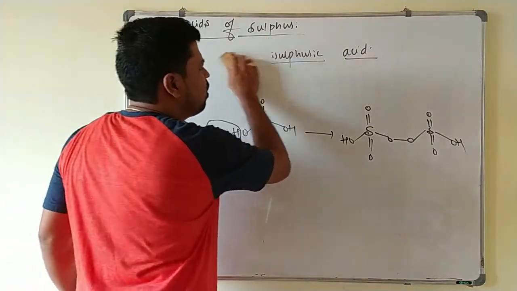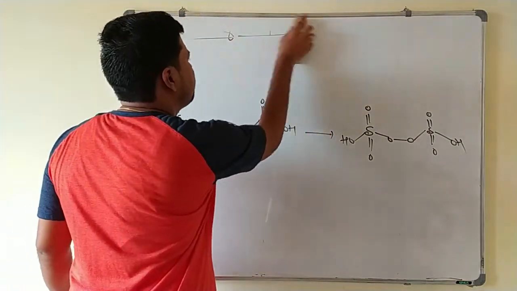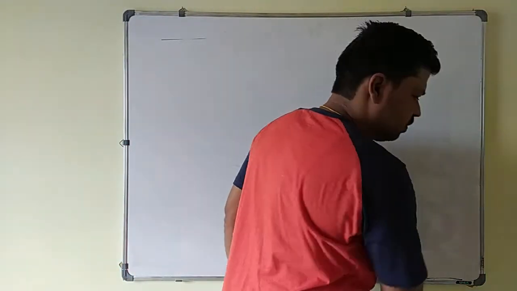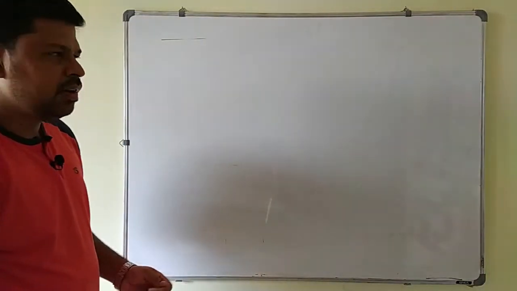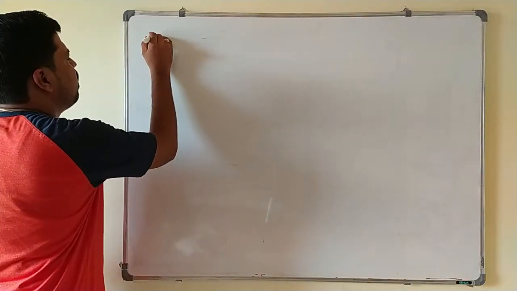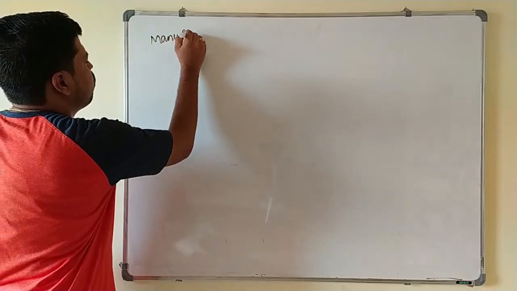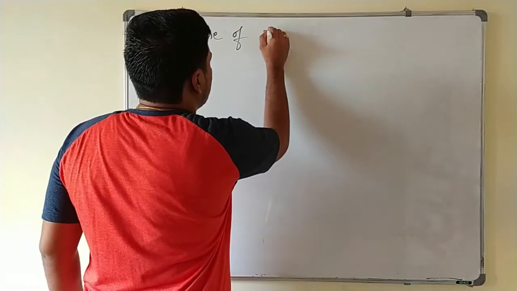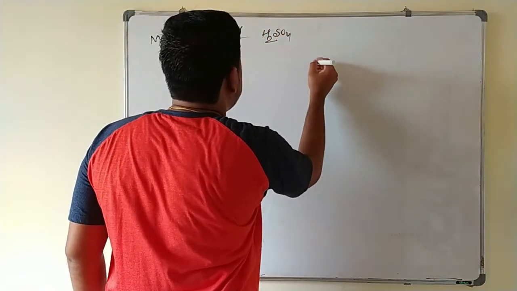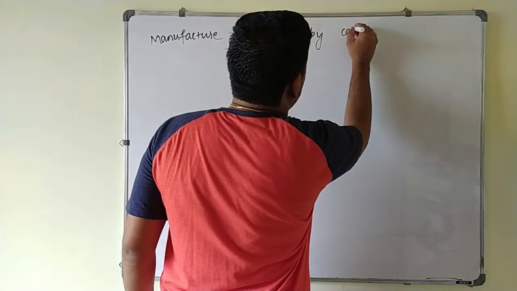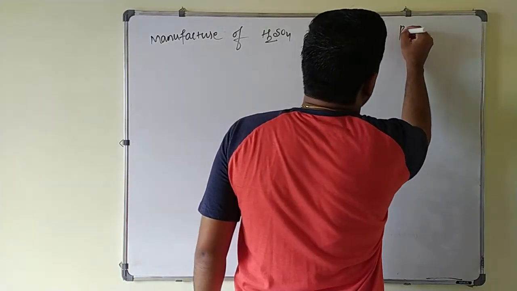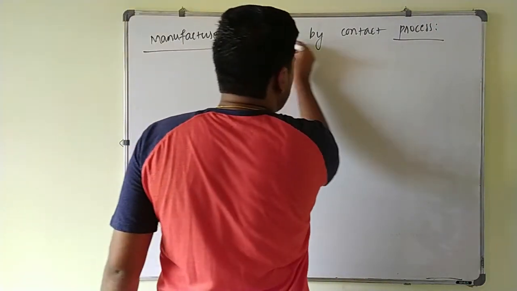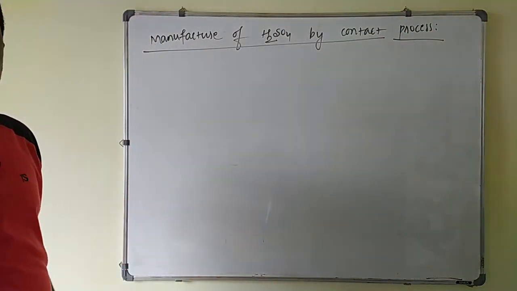Now we will discuss an important method for the preparation of sulfuric acid by the contact process, that is the industrial method for the preparation of H2SO4. Now we will write the manufacture of H2SO4, sulfuric acid, by the contact process. This is very important in group 16, and from a board point of view they will also ask a question on this one.